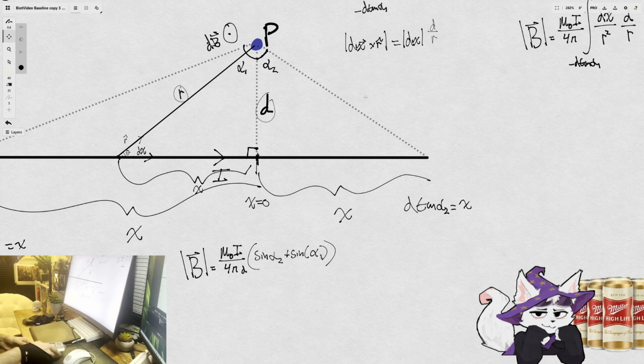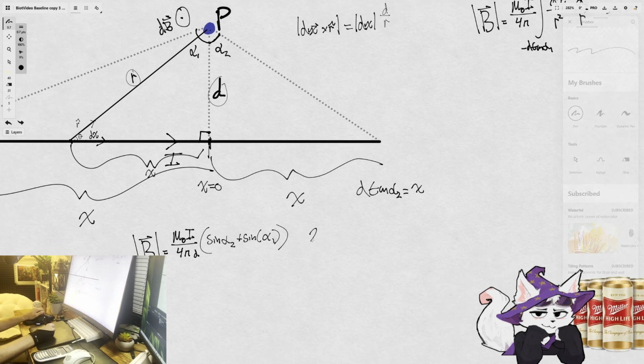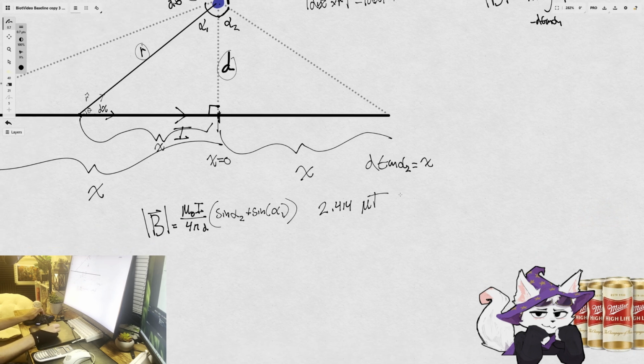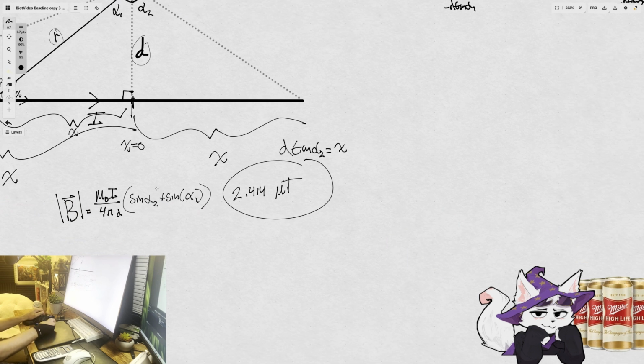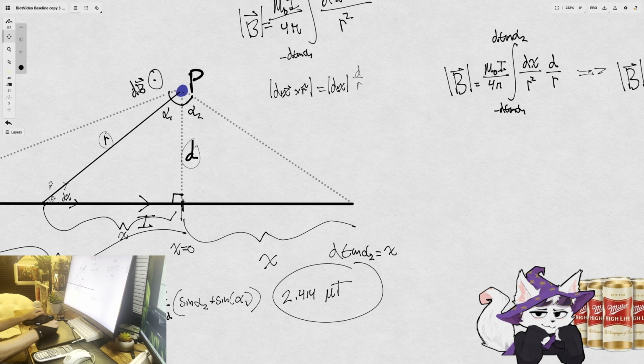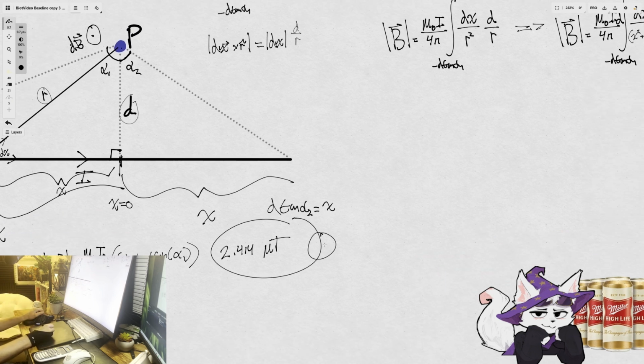We end up getting 2.414 microteslas. So let's go ahead and write that down here, 2.414 microteslas, where micro is 10 to the negative 6. And remember, this is the magnitude of our magnetic field at P, which is pointing out of the page. So let's finally just include our little symbol here.